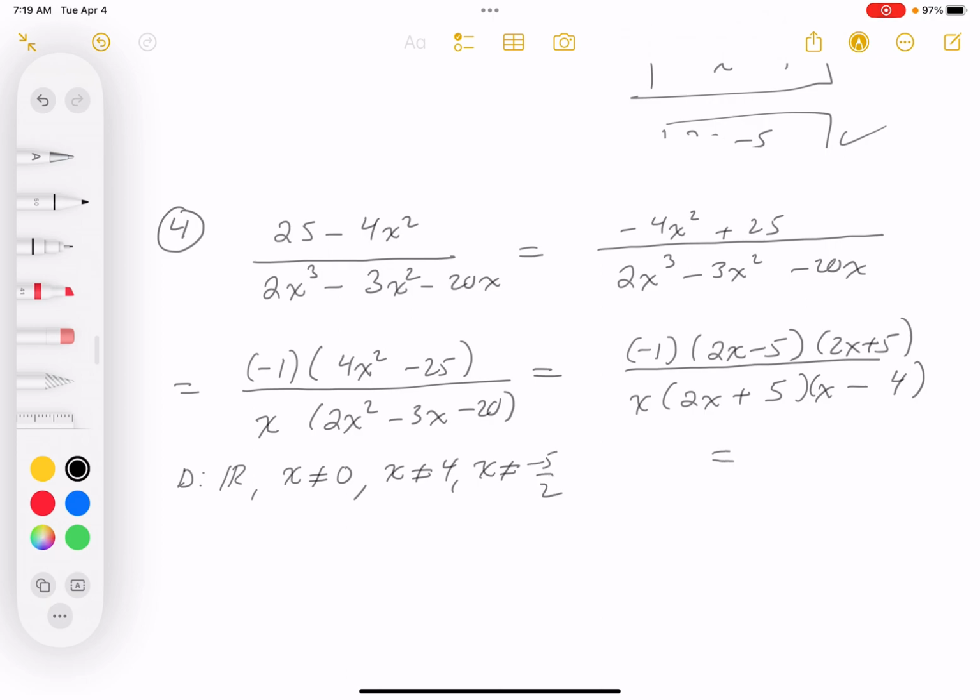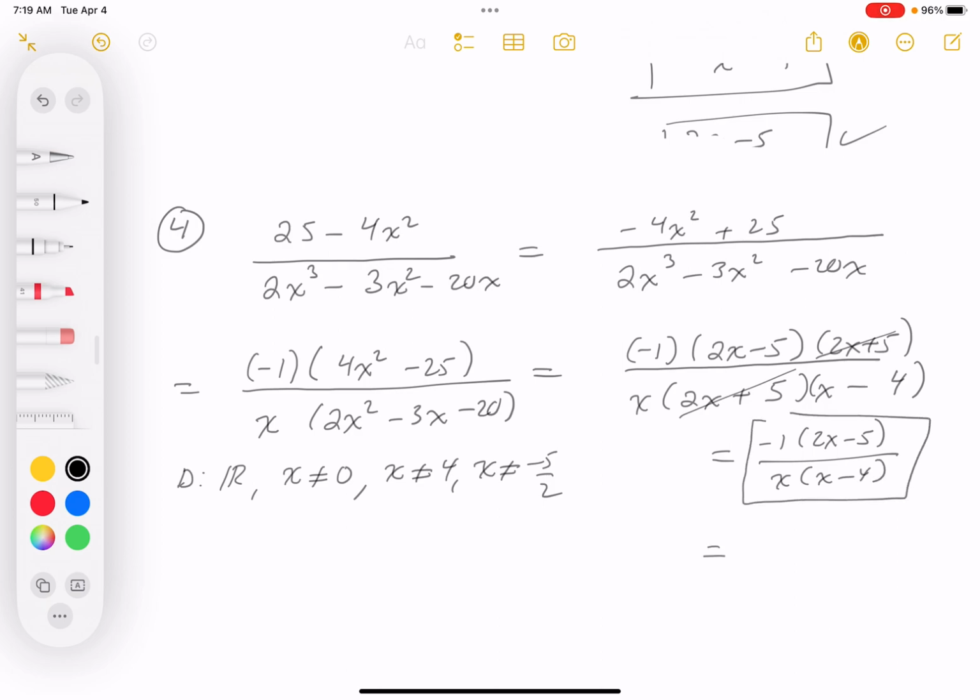All right, let's do the reduction. What do you get? Well, notice that 2x plus 5 cancels off. So we're left with minus 1 times 2x minus 5. On bottom, we're left with x minus 4. This is a fine answer. Put a box on it.